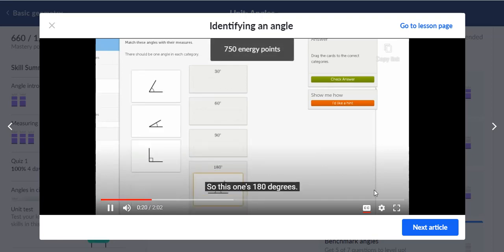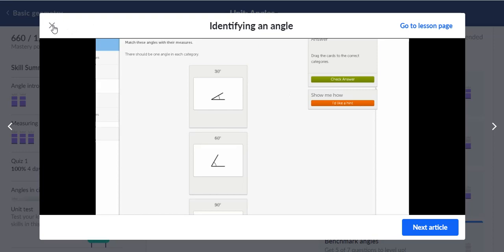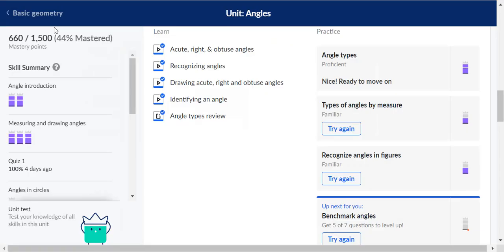So this one's 180 degrees. The other one that might jump out at you is this one right over here. This is clearly a right angle, or a 90 degree. That this angle is 1/3 the measure.